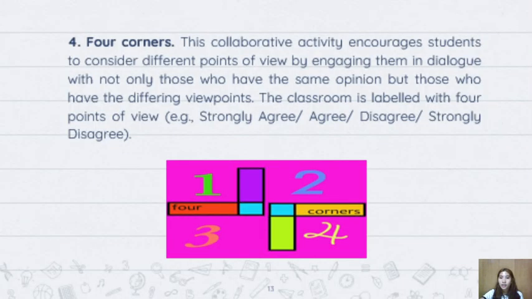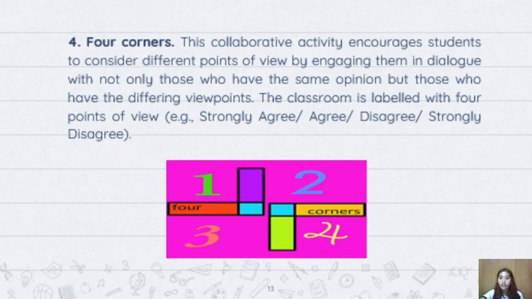Number 4, 4 corners. This collaborative activity encourages students to consider different points of view by engaging them in dialogue not only with those who have the same opinion but also those who have differing viewpoints. The classroom is labeled with 4 points of view: strongly agree, agree, disagree, and strongly disagree. Here comes in the 4 points of view. And then students are asked a question and then move to a corner that reflects their opinion.